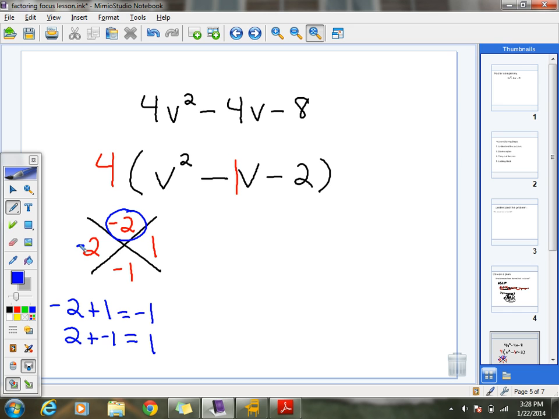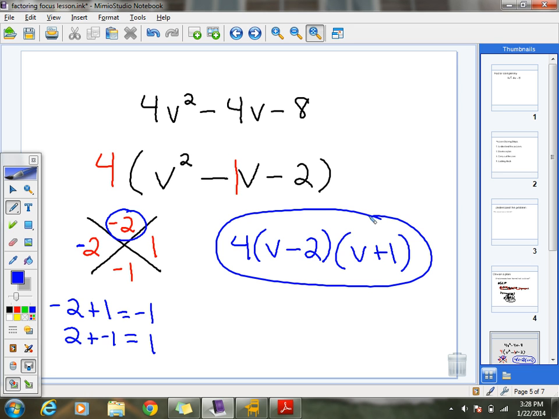So I also know I need to include the 4 out front. I know my final factoring is going to be in v. I need to make sure I'm paying attention to the variable given in the problem. I know my final factorization is going to be 4 times v minus 2 times v plus 1.